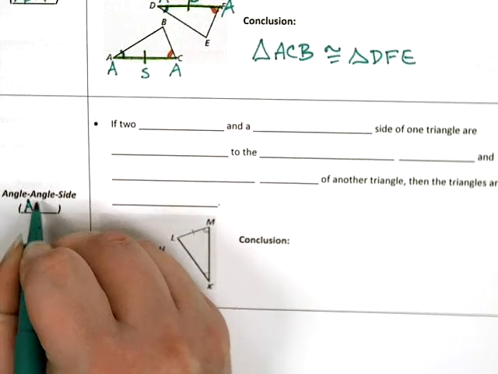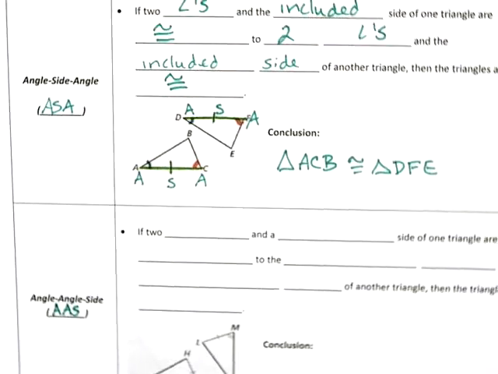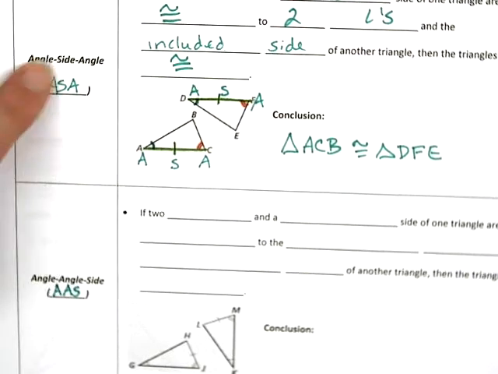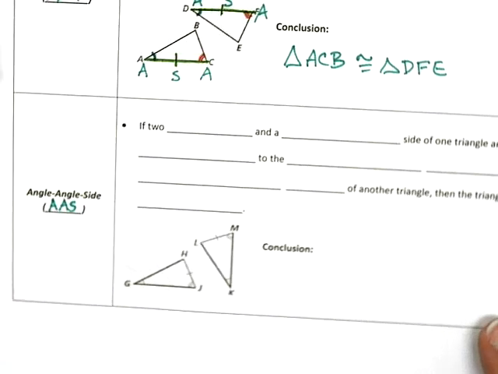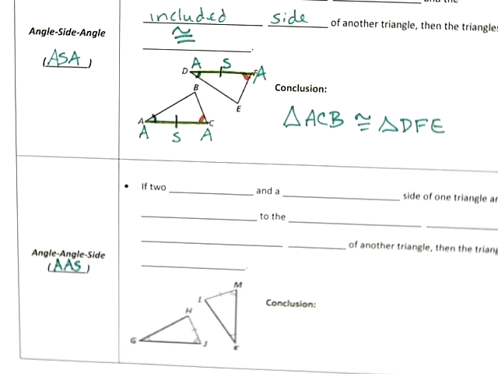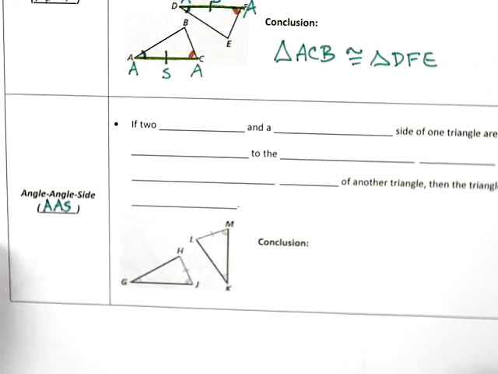So AAS. Well, hold up, because this one up here was angle, side, angle. So that was two angles and a side. This one is now angle, angle, side. So it's still two angles and a side. But if you notice, the order is different, right? That's why I said order is going to be really important here. So we need to see what this one looks like.